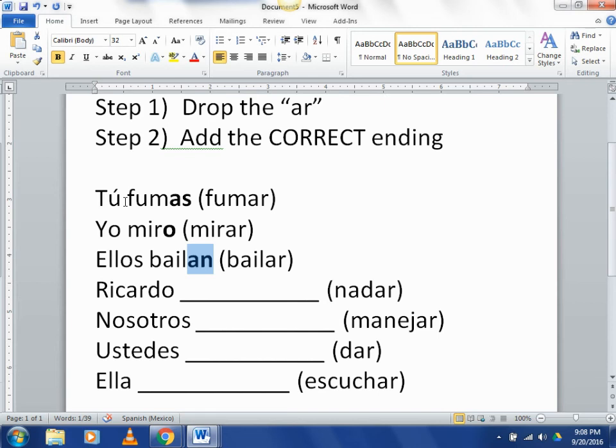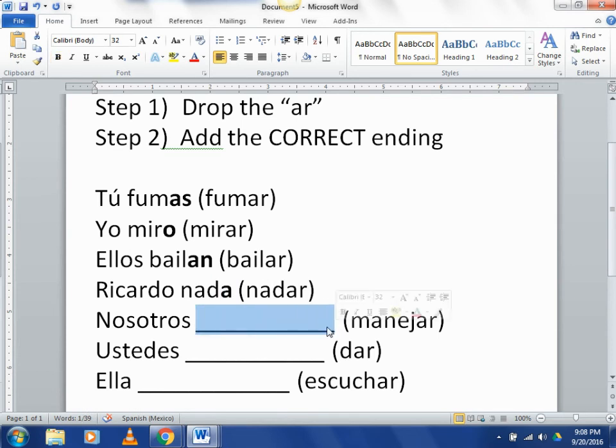The entire purpose of this is to determine the correct ending and match it up properly. Any partial credit would simply encourage students not to be as exact as they need to be. Ricardo, nadar, we're going to drop the AR. The correct ending for our first name, nada.